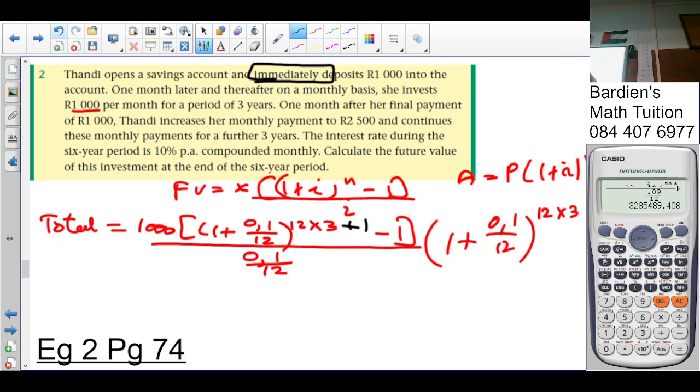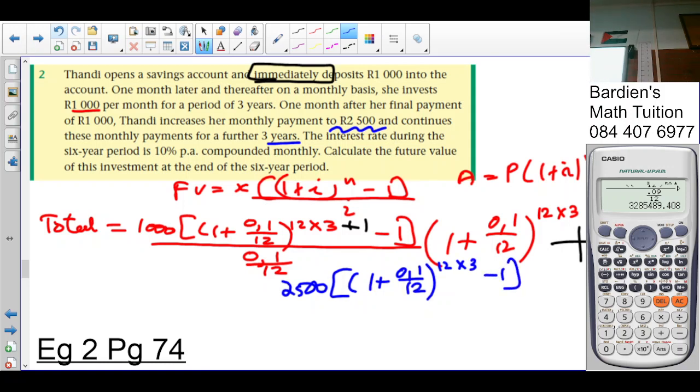Plus. Now I'm going to consider the 2,500 Rand for the remainder 3 years. I'm going to put that part of the calculation in blue. So it will be added to, again, a future value. So that would be 2,500 Rand into 1 plus i, which is 0.1 over 12, to the exponent 12 times, which for 3 years, minus 1. Why am I not adding 1? Because we are told here 1 month after the final payment of 1,000 Rand. Can you see that? That's why I'm not putting plus 1 on the n, and this is all over i, 0.1 over 12.